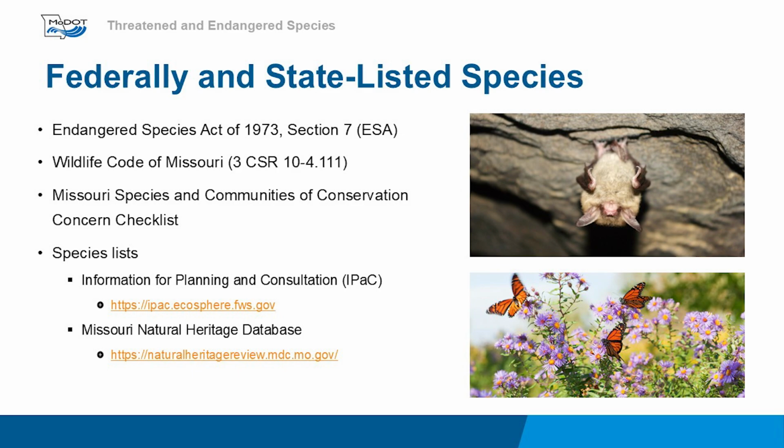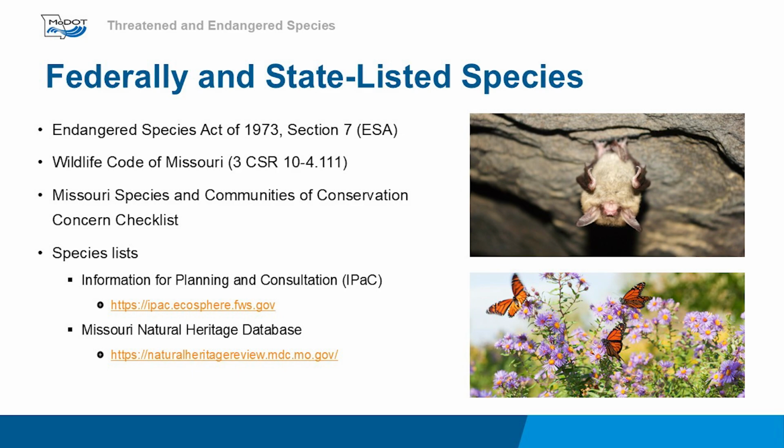Federally listed species are threatened and endangered species that are protected under Section 7 of the Endangered Species Act of 1973, while state-listed species are protected under the Wildlife Code of Missouri. Additionally, the Missouri Species and Communities of Conservation Concern checklist provides a list of plants, animals, and natural communities that the Missouri Department of Conservation is particularly concerned about due to population declines or apparent vulnerability.